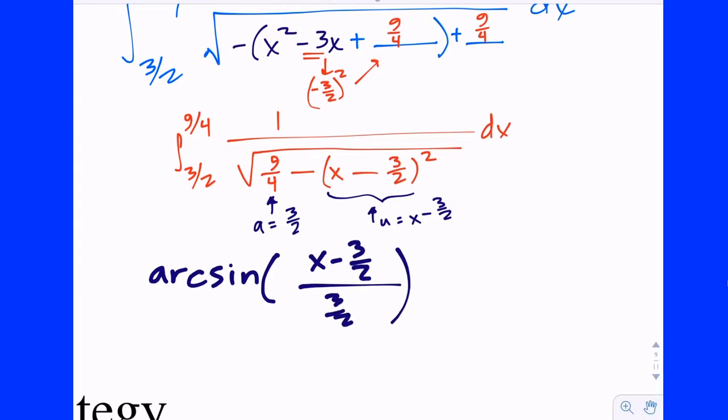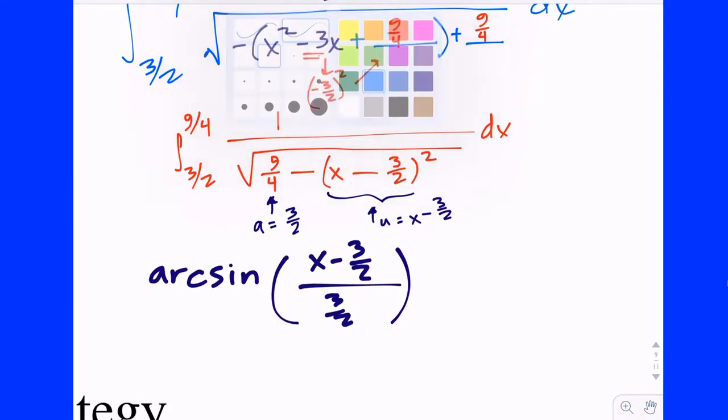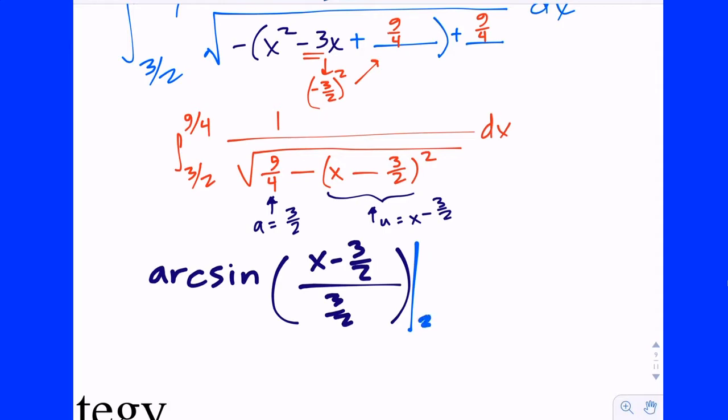Do we need a plus c? No. We're going to evaluate it from 3 halves to 9/4. Now, here's what you could do. You have two options. Before you evaluate it, you can realize that you can stay, change, flip, and distribute the 2, or multiply by 2 over 2 and get rid of the complex fraction. But notice we're evaluating it from 3 halves to 9/4. It might actually be easier to leave it in that ugly form as we evaluate it and maybe clean up an answer at the end.